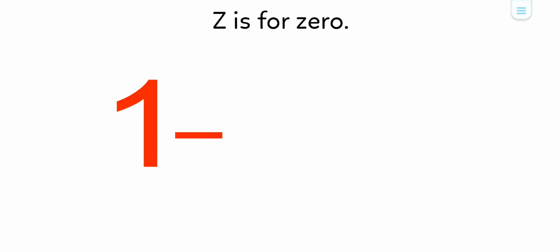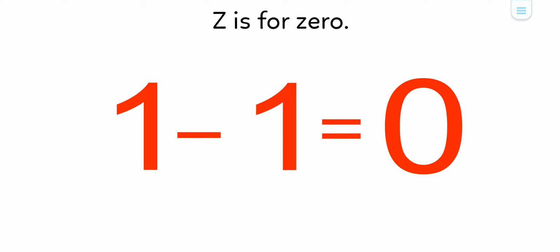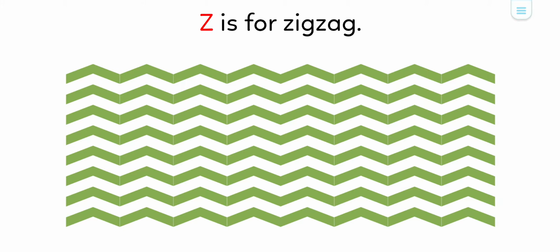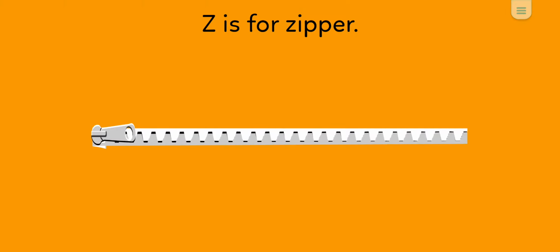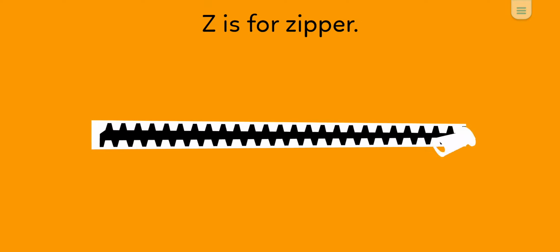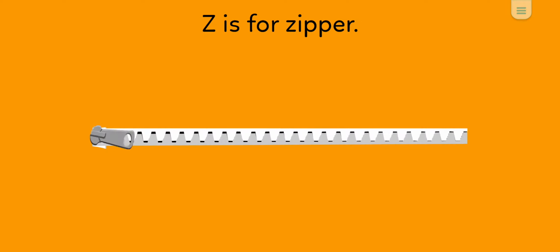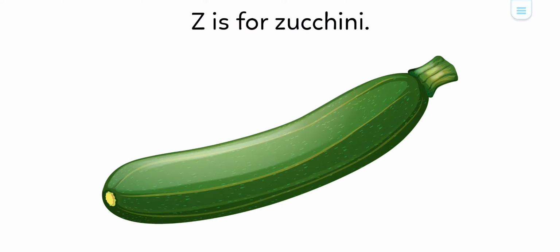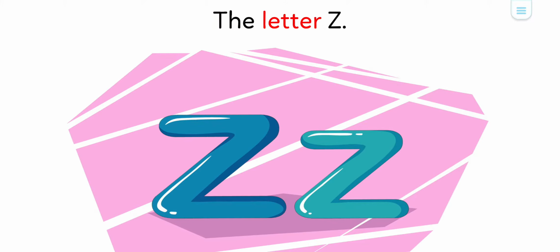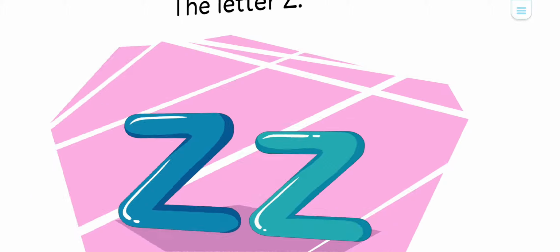Z is for zero. Z is for zigzag. Z is for zipper. Z is for zucchini. The letter Z. Yay!